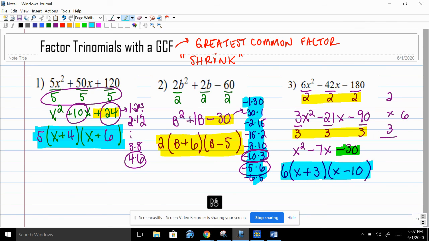So again, guys, this is really the same stuff that we did, just with one additional step, finding that GCF, the greatest common factor. I like to call it shrinking. If you notice, when you divided by the GCF, the numbers became smaller. We shrunk the problem. We made the problem a little bit more manageable. And that's all I got. Okay, good luck.